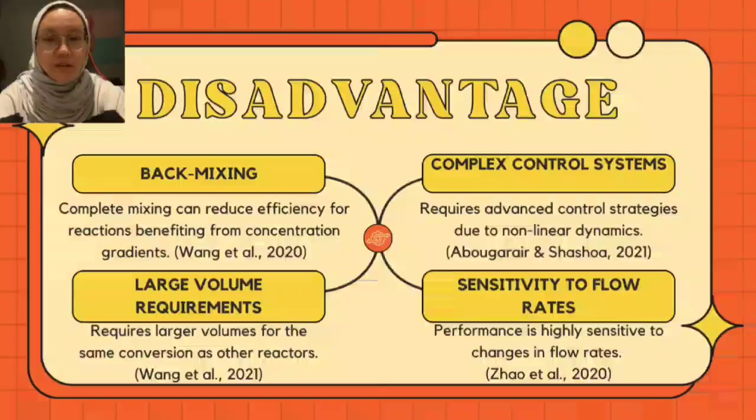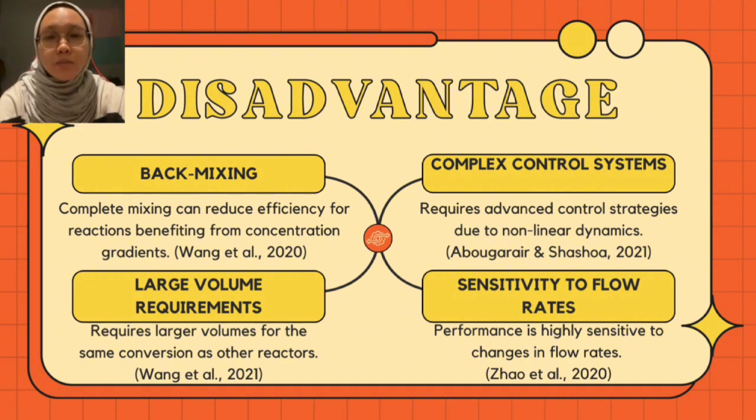Despite the advantages, there are also disadvantages. The first disadvantage is large volume requirements. To achieve the same conversion as other types of reactors, CSTRs typically require larger volumes, which can be more expensive and space consuming.